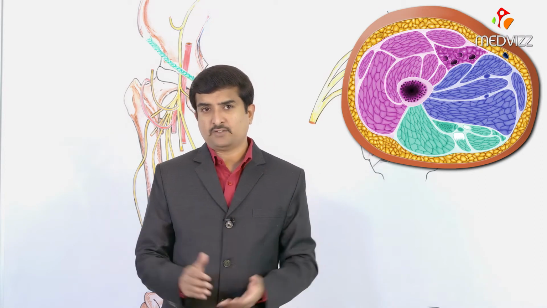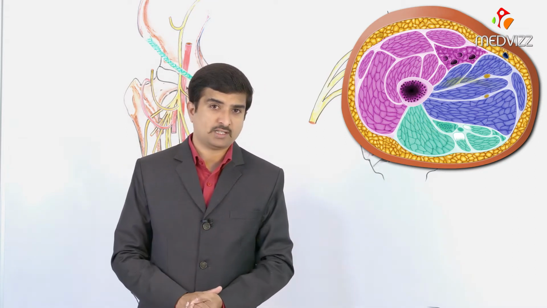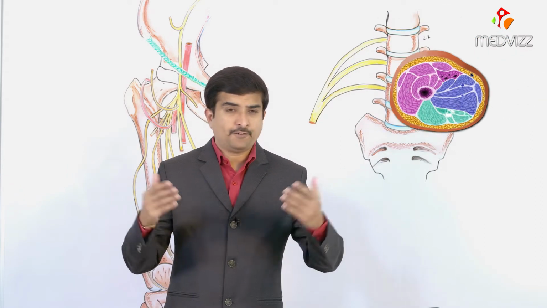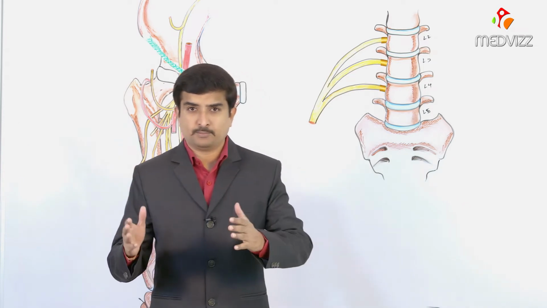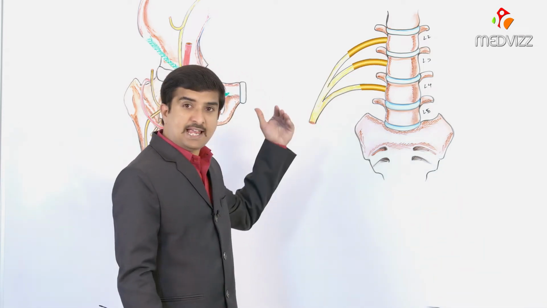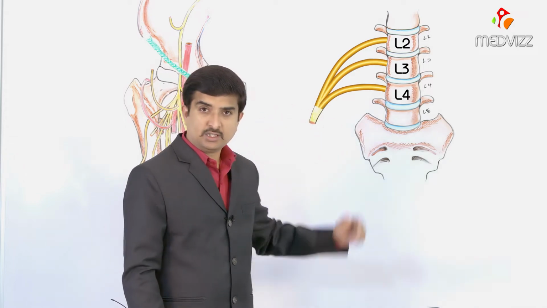and in the same way the muscles of the posterior compartment of the thigh are innervated by sciatic nerve, and all the muscles of the medial compartment of the thigh are innervated by obturator nerve. So if we discuss the formation of the femoral nerve, it arises from dorsal divisions of anterior rami of L2, L3 as well as L4 nerves within psoas major muscle.